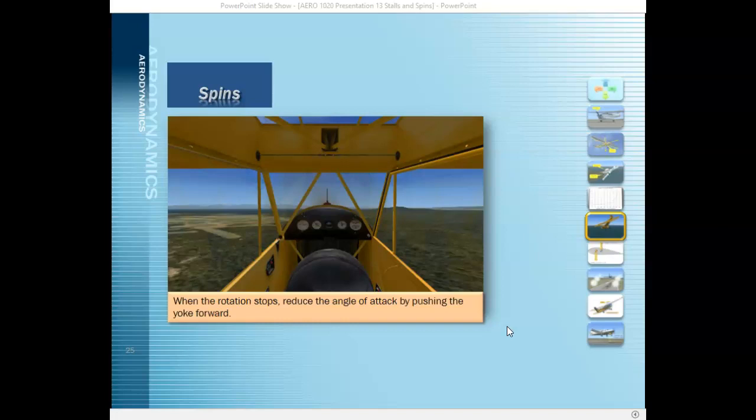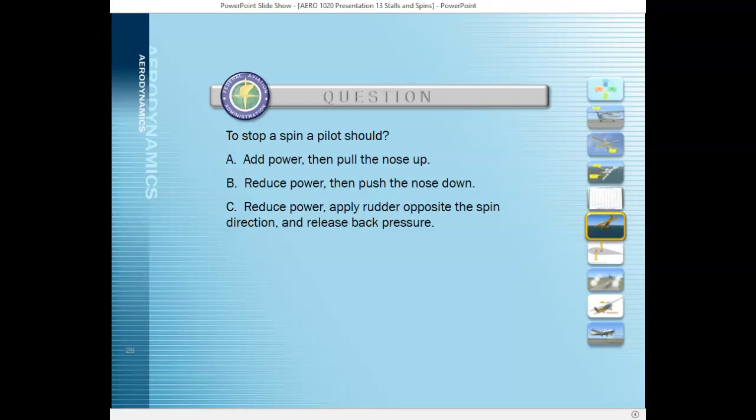Once the rotation stops, you should reduce the angle of attack to reestablish the flow of air over the wings and reestablish lift. Once you've done that, then you can slowly pull back on the nose pitch to resume level flight. So what should a pilot do to stop the spin?